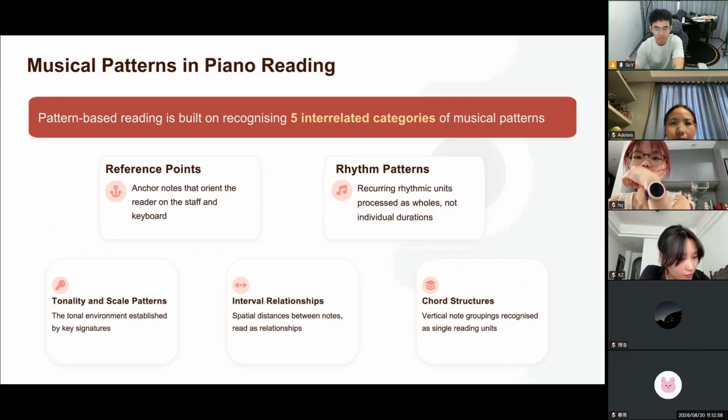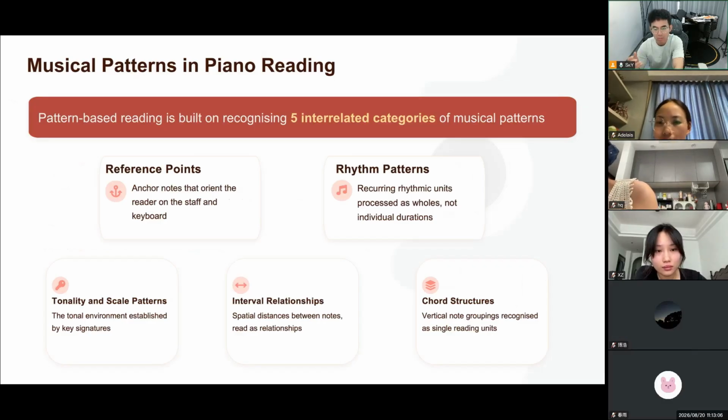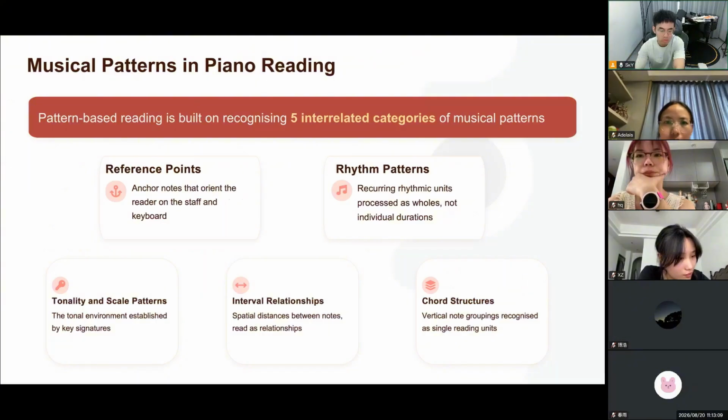In piano music, what are patterns? They can be, first, reference points; second, rhythm patterns; third, scale patterns; fourth, interval patterns; fifth, chord patterns. These patterns help students organize musical information. For this reason, I designed 6 lessons to develop sight reading and help students develop a way of reading the new score.